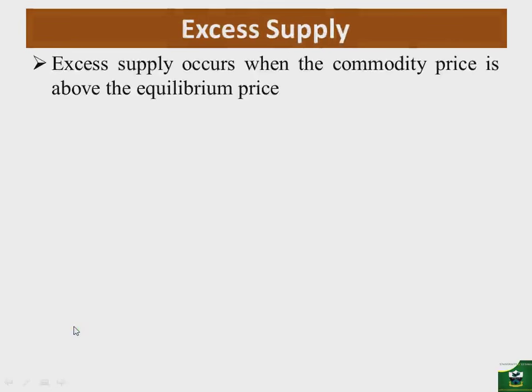Okay, let's look at excess supply, or the surplus in a market. Now, excess supply, which we also call the surplus in a market, occurs when the commodity price is above the equilibrium price. Because the price has been set above P1, which is above the equilibrium price, the producers or suppliers of a commodity will be motivated to release more units on the market.